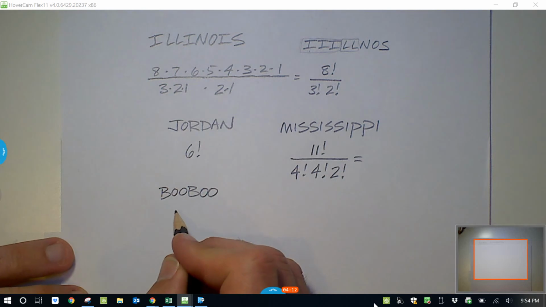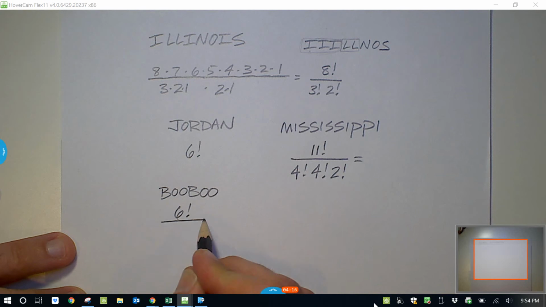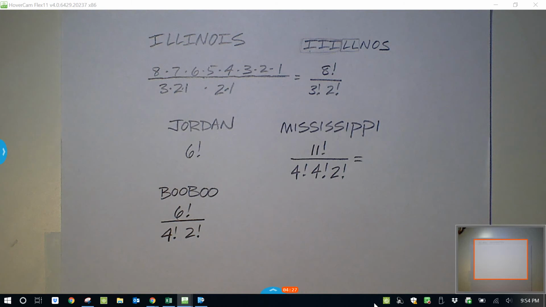Okay, and then real quickly, we've got 6 letters, but then we have to divide out the orderings of the O's, that would be 4 factorial, and then the orderings of the B's, that would be 2 factorial. And the result of this is the number of ways we can order the letters in boo-boo.